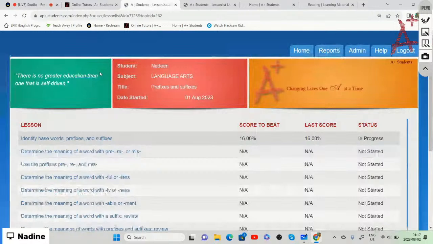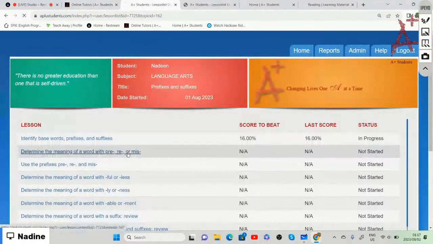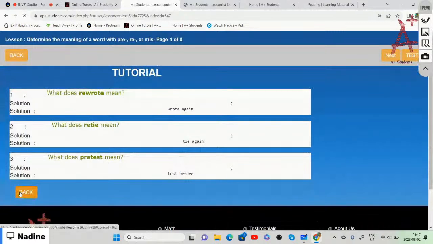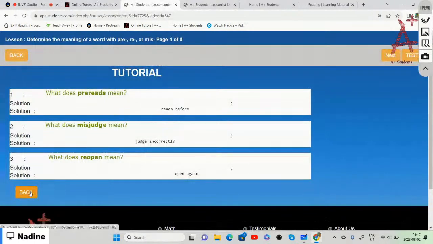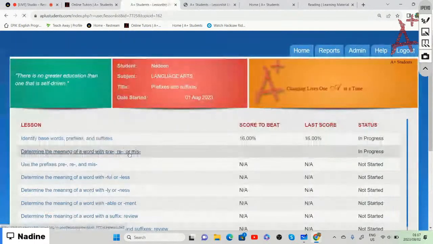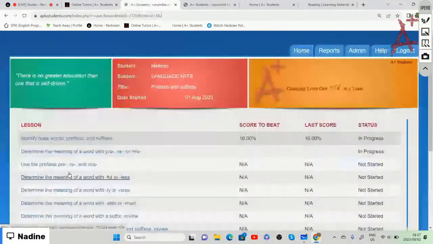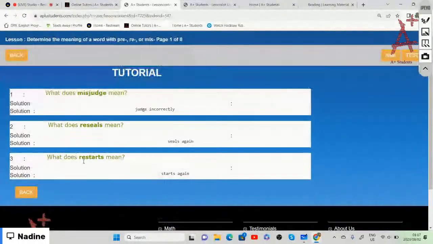So now we're going to determine the meaning of the words with pre, re, or mis. I'm not sure why it just opens that. I want the full one. All right, anyways, let's just go with this, because I thought it was going to give us more description.